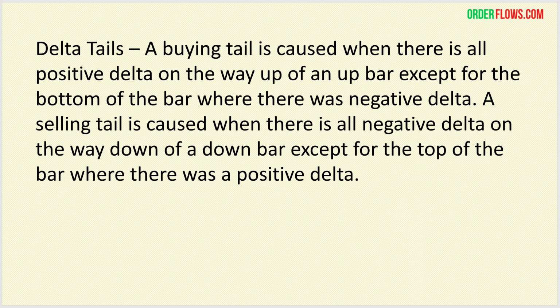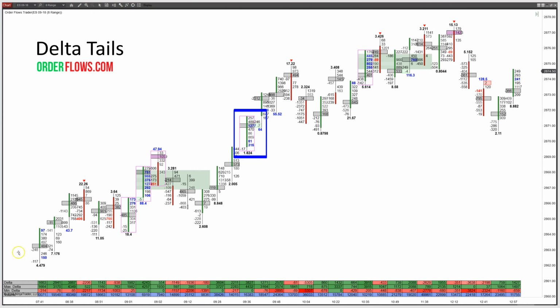So let's start by looking at buys. A buying tail occurs when there's all positive delta on the way up of a bar, except for the bottom of the bar where there was negative selling. So maybe early in the bar exhibited more negative selling, then the market snapped back and rallied, all positive buying on the way back up. Now a selling tail is the opposite, right? When you have all negative delta in the bar, but at the very top price level there was positive delta. And this is how it looks on the chart.